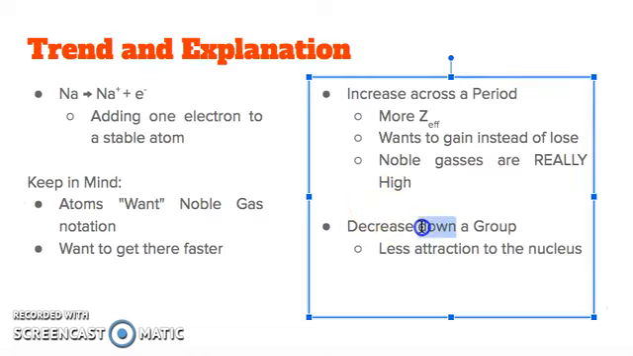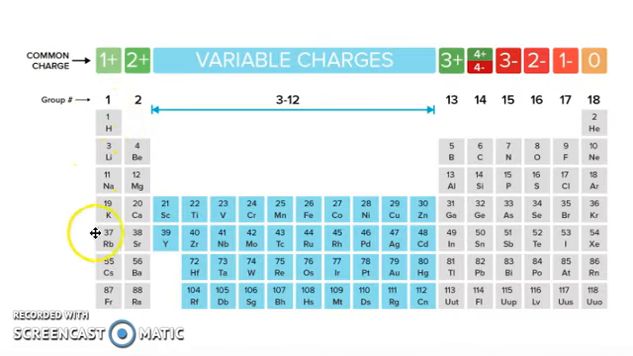And as you go down a group, it actually decreases because there is less attraction to the nucleus. So because of more shells added as you go down the group, there's less attraction between the outermost electrons and the nucleus, and that decreases ionization energy. So it requires less strength for you to remove 1 electron.